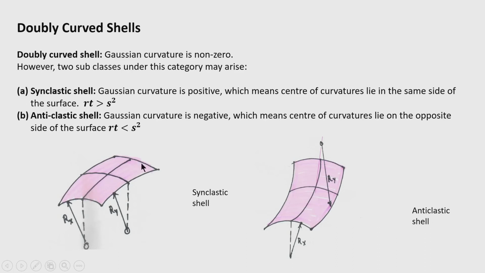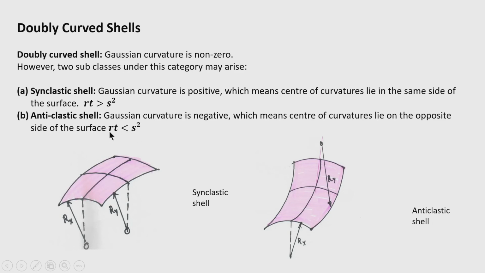Say this is the shell surface. The shell surface has curvature in both directions, and therefore the surface is such that the radius of curvature, or center of curvature, of the radial line lies in the same direction. So, it may be either convex or concave. Such a type of shell is known as a synclastic shell. Now let us come to the other type, where R t is less than S square.